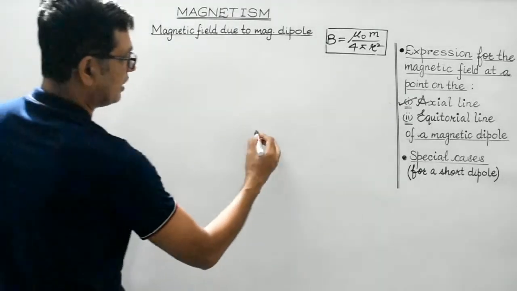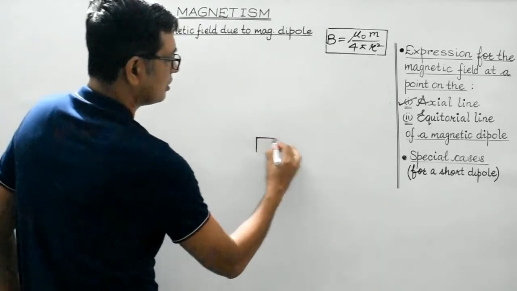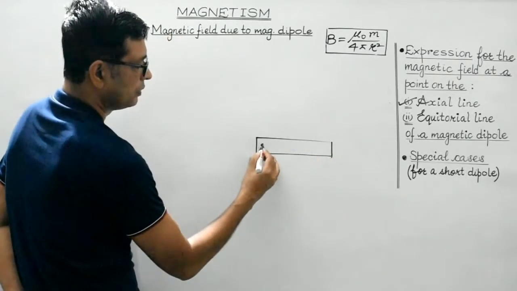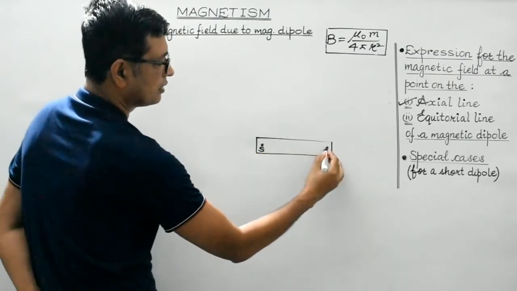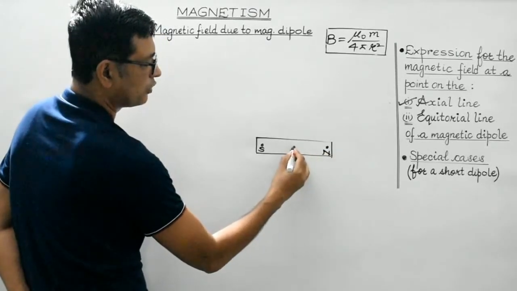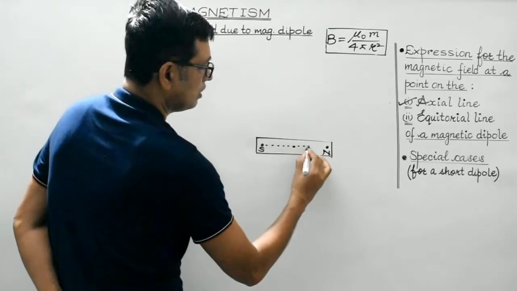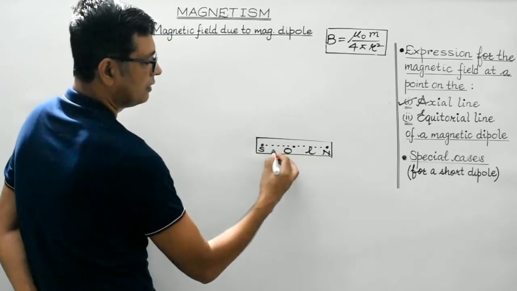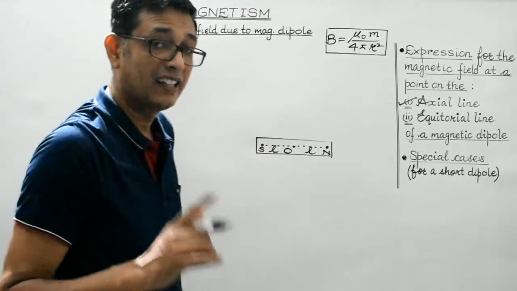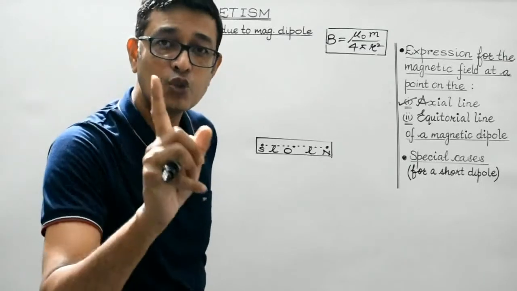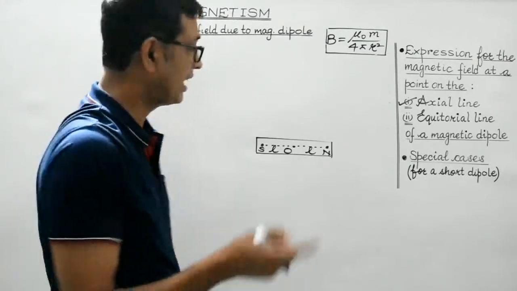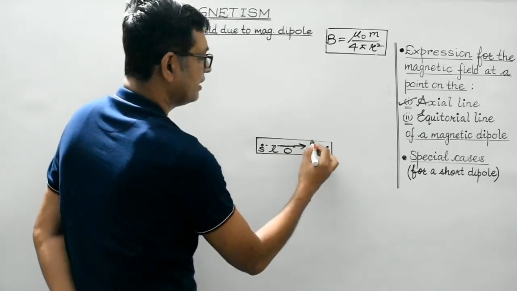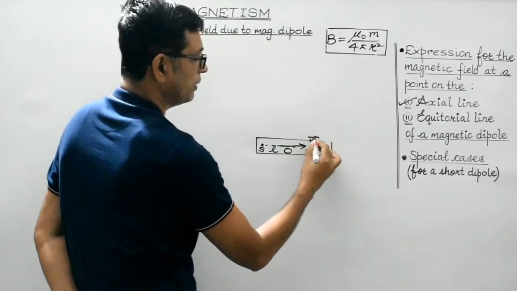So let me draw the diagram for you. This is the dipole. We have considered this to be the south pole, and let us consider this to be the north pole. O is the center of the dipole, and this is L, this is also L. So the magnetic length we have considered to be 2L. It's a vector quantity directed from south to north. This is the direction of the magnetic length or magnetic moment, right?